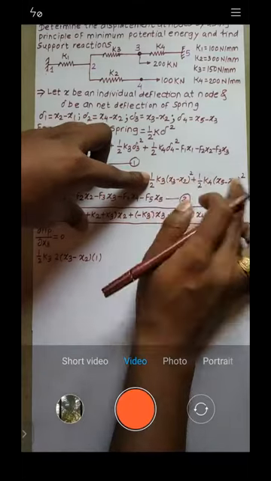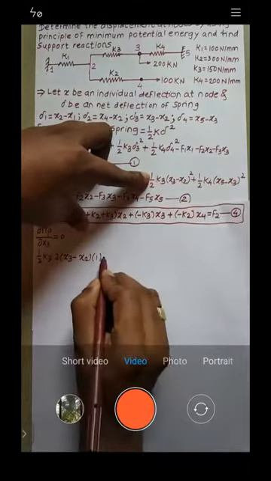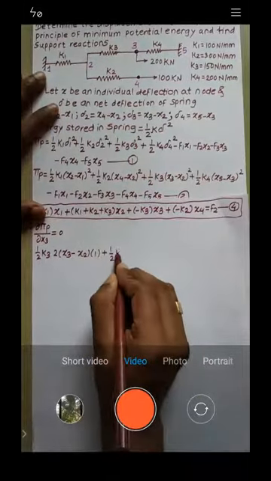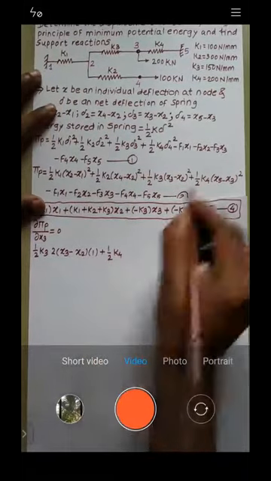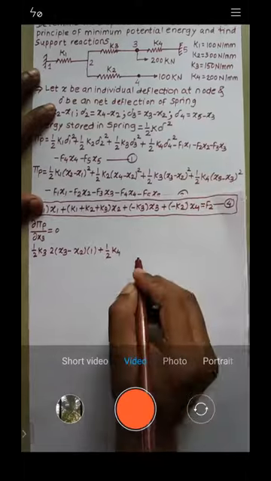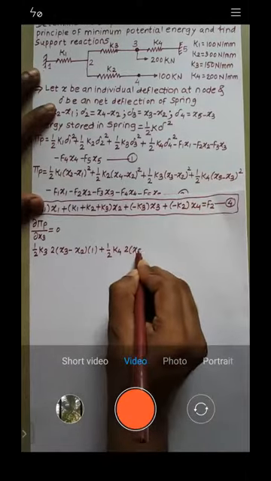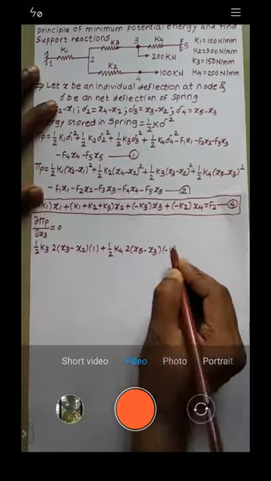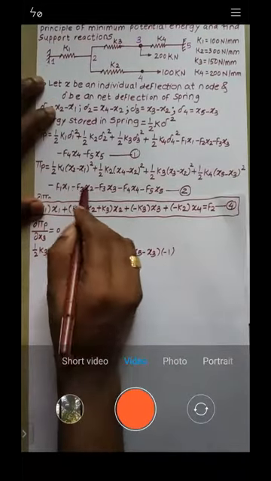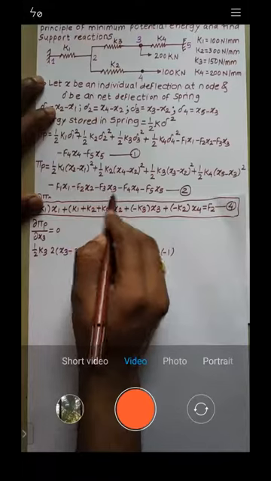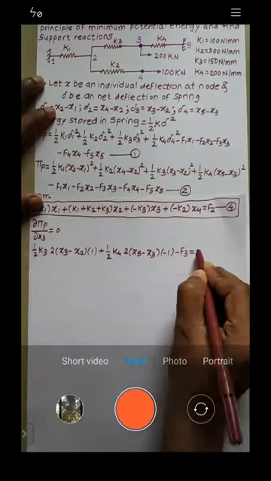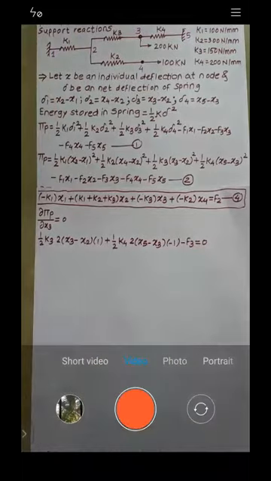Okay, for this term again, you'll get half. See, for this term, half k4 into, what is the differentiation of this term with respect to x3? That is twice of x5 minus x3 into minus 1. Here there is no term, here there is no term. This with respect to x3 is minus f3, is equal to 0. Is it okay?